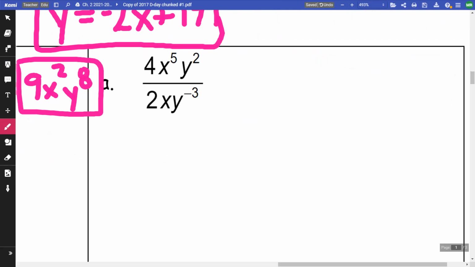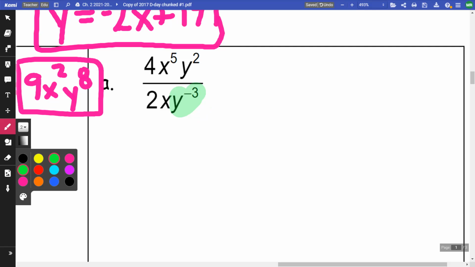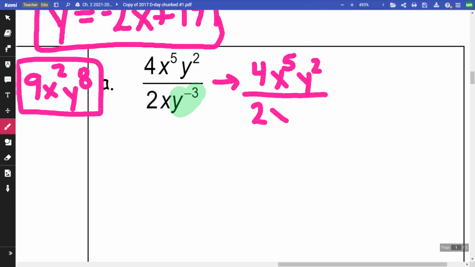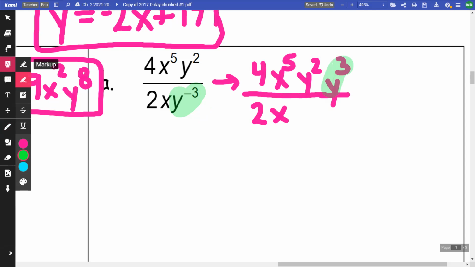Okay, next one. We don't like negative exponents. So if you have a negative exponent, that y to the negative third is my problem. So I am going to take that and move it up. Whatever's negative in the denominator for an exponent, when I move it, it's going to become positive. My 4, I'm fine with right now. My x to the fifth, I'm fine with. My y to the second, I'll deal with all of those later. My 2 and my x, neither one of those are being affected by that y to the negative 3. But I'm going to move the y to the negative 3 up. So now it's up here.